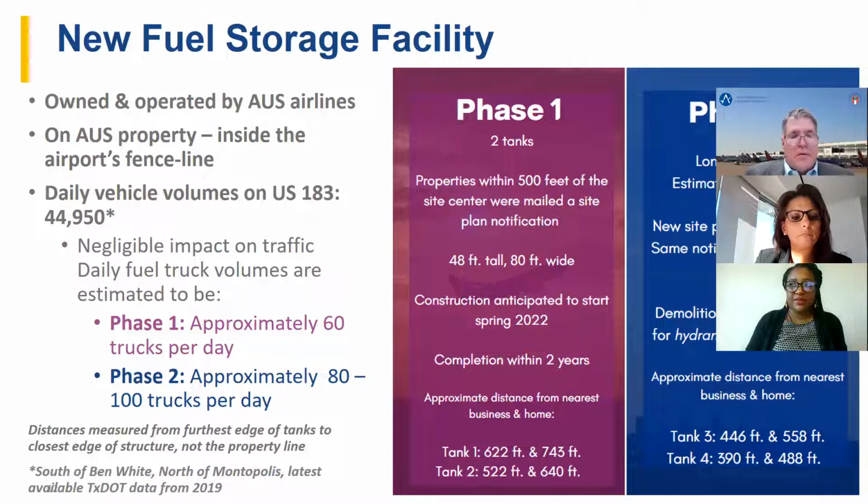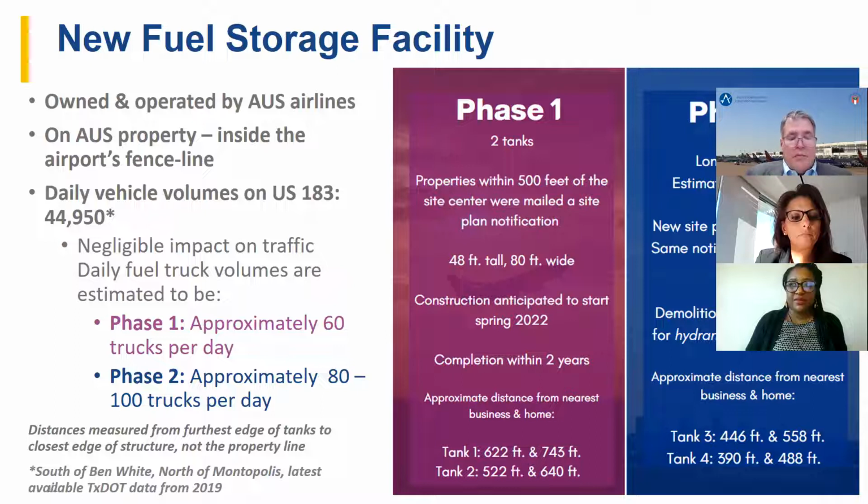I'm going to go over the new fuel facility storage. The airlines that provide air service to Austin are going to be building a fuel storage facility in 2 phases, with the first phase including 2 tanks with construction to start this spring with a 2-year construction period. The site is designed for long-term development plans with a maximum total of 4 tanks. We have yet to have a date for construction of those tanks, as those are part of the long-term plans.